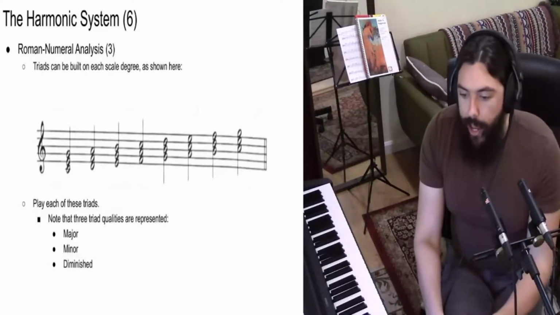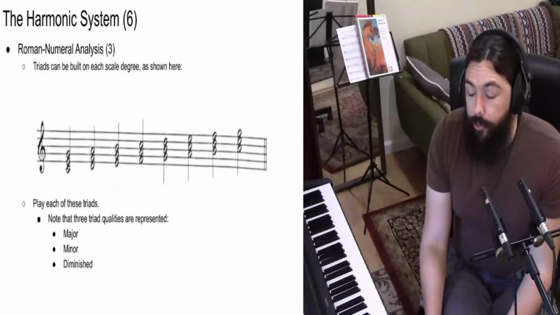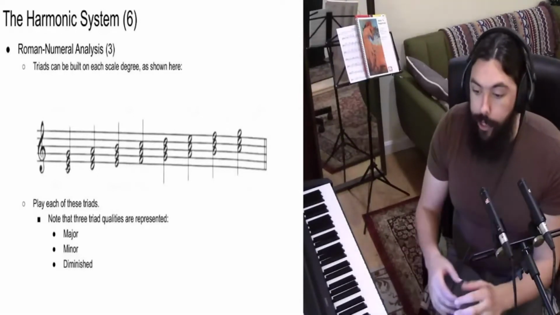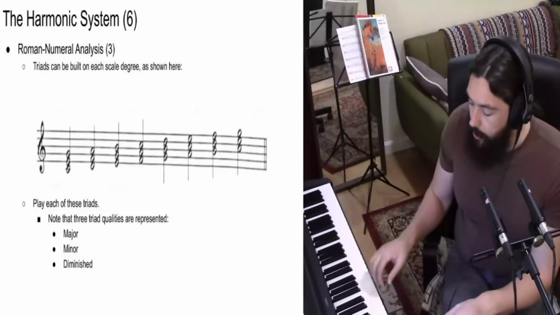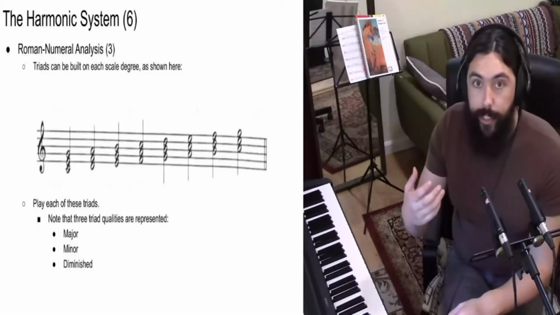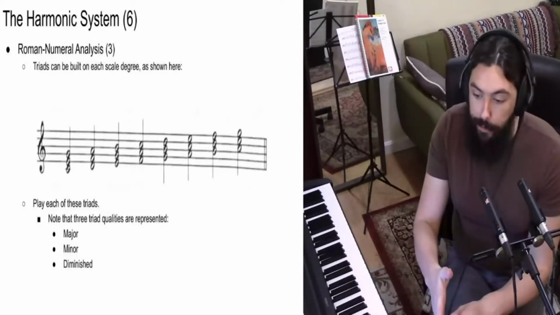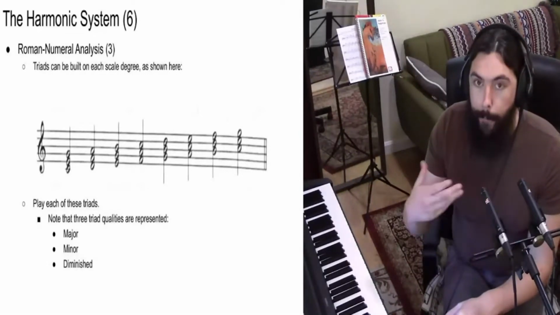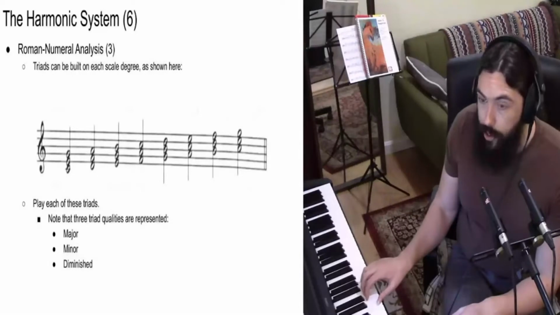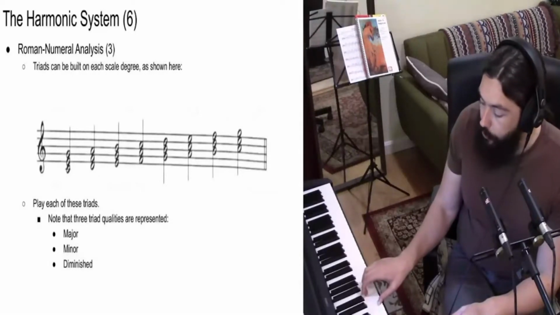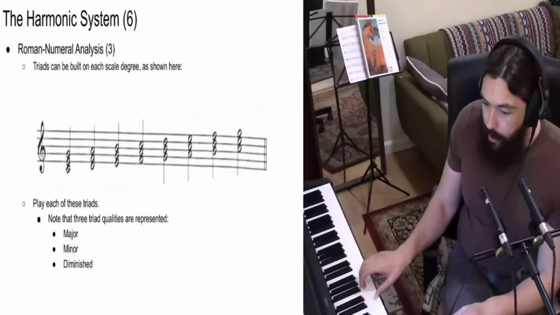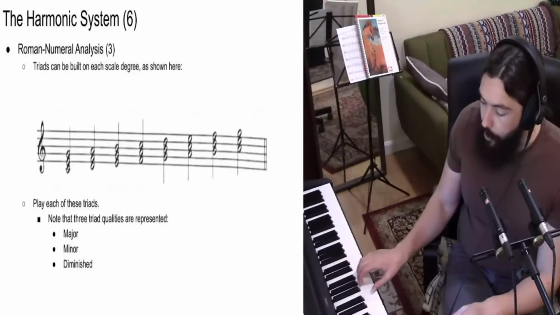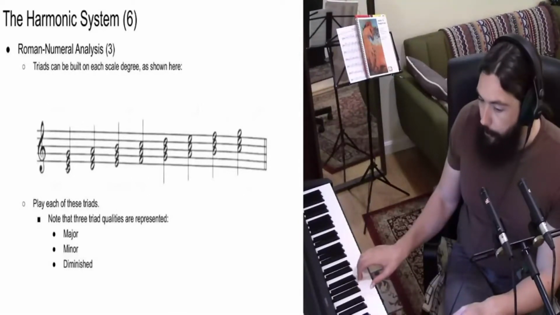So triads can be built on each scale degree as shown here. What we see here is a C major scale. The bottom note of each of these triads is the C major scale, and we have a chord built on each scale degree. On the first scale degree we have a C chord, and then we have a D minor, that's our 2 chord, and then on the third scale degree, that's going to be E minor.